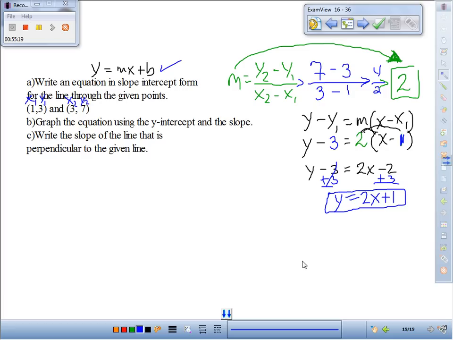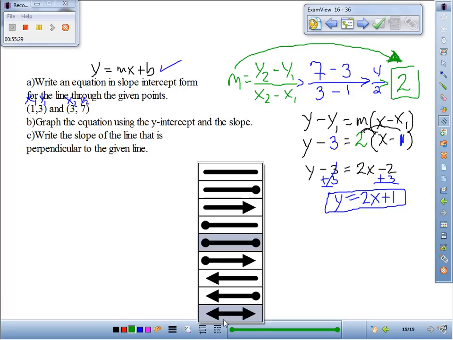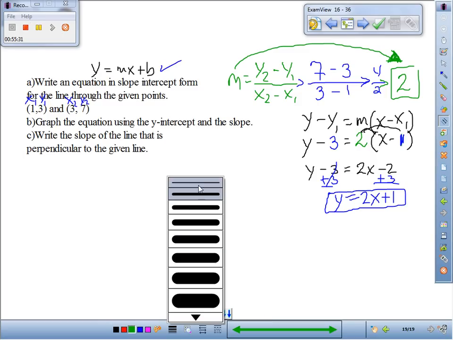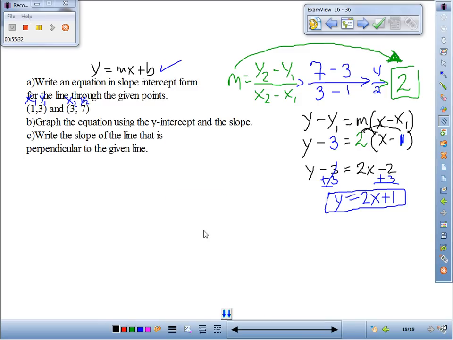Part B, it says graph. Therefore, I'm going to make a coordinate plane. On your party, I am actually going to give you the graphing part so that you can just graph the equations. So here we go. I'll give you a coordinate plane there already. Well, let's graph this.